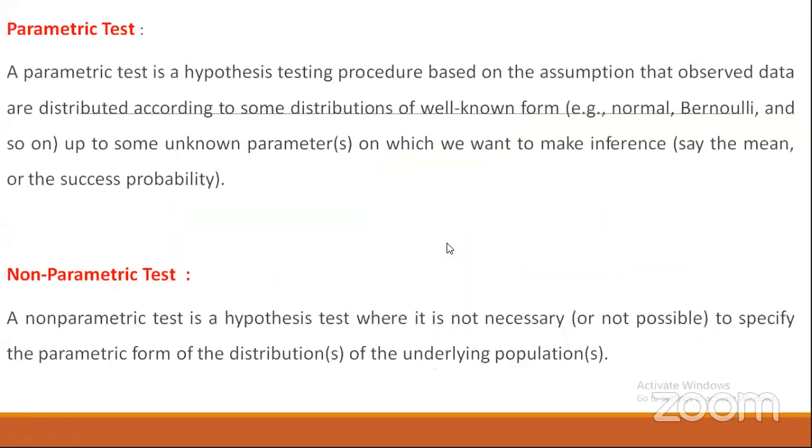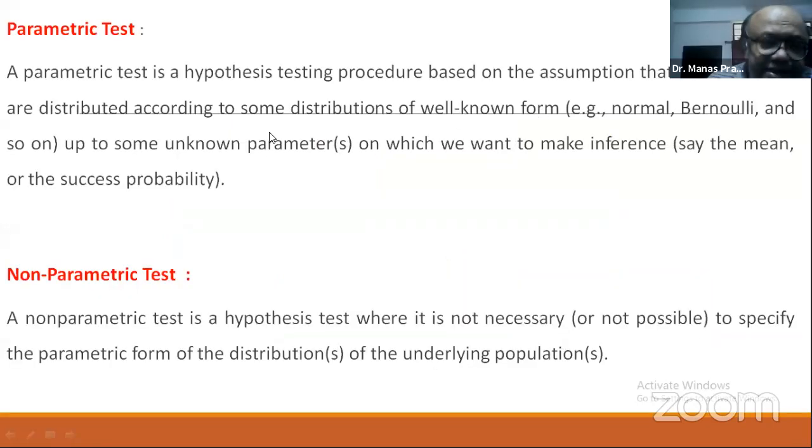I think Hazarika sir already told you about these things, so I don't want to take much time. I have given the definition of parametric test. A parametric test is a hypothesis testing procedure based on the assumption that observed data are distributed according to some distribution of well-known form, that is normal. In simple way, we use a parametric test when my data follows a well-known distribution called normal distribution. If the data that I have collected follows normal distribution, then we have to apply parametric test. Otherwise, we have to go for non-parametric test.